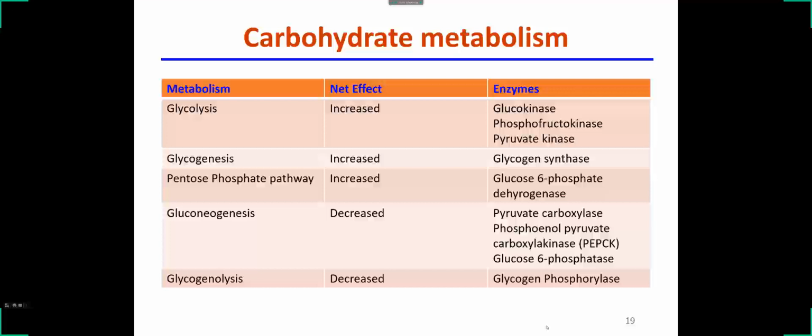In terms of actual carbohydrate metabolism, we get glycolysis increased, right? And this is through enzymes. Just to remind yourself of your biochemistry: phosphofructokinase, glucokinase, and pyruvate kinase. Glycogenesis is increased through glycogen synthase. The pentose phosphate pathway is increased through glucose 6-phosphate dehydrogenase. Gluconeogenesis is decreased by modification of pyruvate carboxylase, phosphoenolpyruvate carboxykinase, and glucose 6-phosphatase. And then glycogenolysis is decreased by targeting glycogen phosphorylase. So these are some of the downstream targets of the insulin receptor.